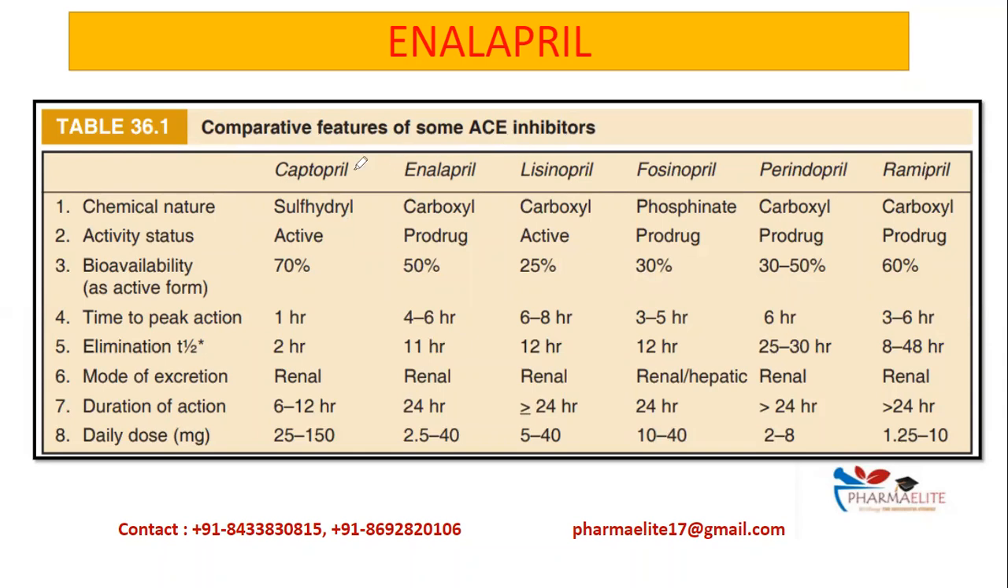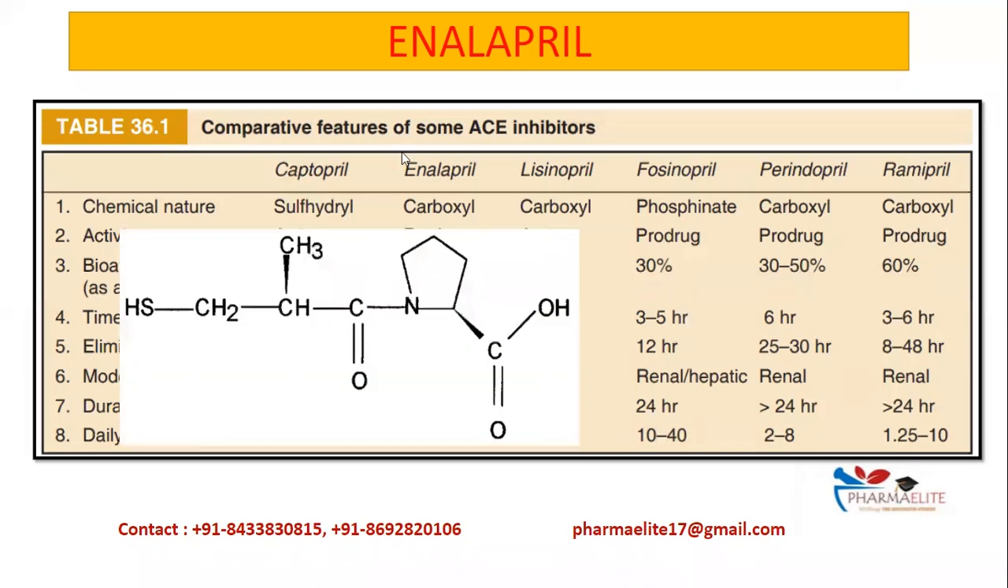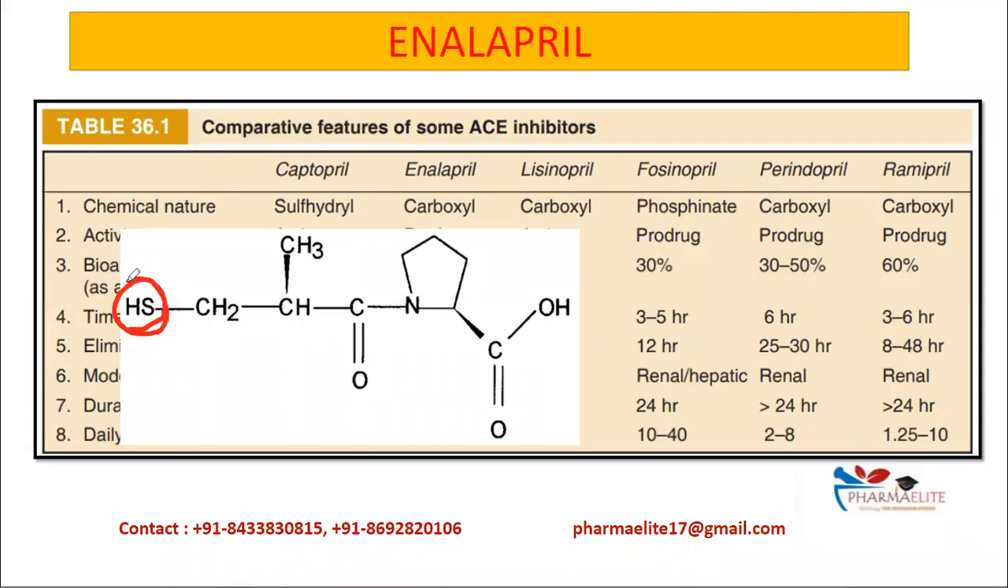Next, this table again I took from KDT, and this table shows us the comparative features of all the ACE inhibitors. So here we have captopril, enalapril, lisinopril, fosinopril, perindopril, and ramipril. If we talk about the chemical nature, captopril has a sulfhydryl group. So this is the structure of captopril. As you can see here, this is the sulfhydryl group that is present, which is a unique molecule seen only in captopril. So its chemical nature is that it has a sulfhydryl group.